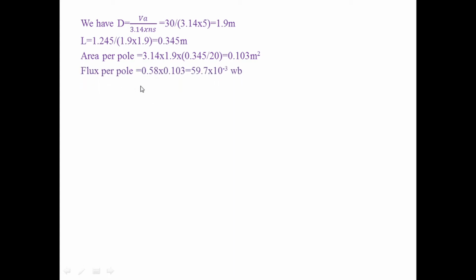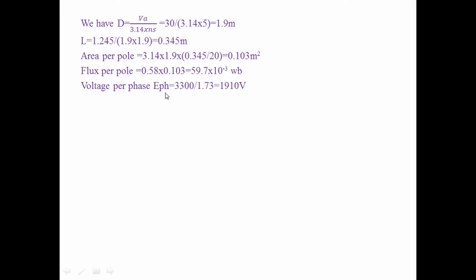Next, flux per pole is 0.58 into 0.103. 0.58 is the specific magnetic loading, that is BAV, and 0.103 is the area per pole. The product of these is the flux per pole, that is 59.7 into 10 to the power minus 3 Weber.